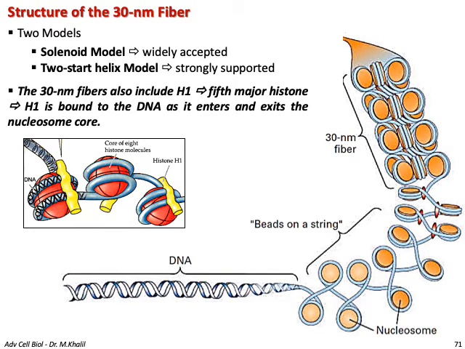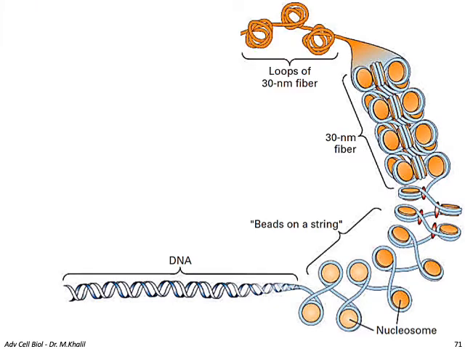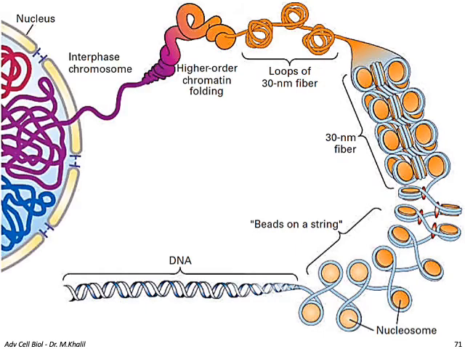This 30 nanometer fiber also includes the H1 histone, which is the 5th major histone type. H1 is bound to the DNA as it enters and exits the nucleosome, as a lock for the DNA that is wrapped around the nucleosomes. At the other level, the 30 nanometer fiber starts to loop around to form a higher level of condensation. Now it's called loops of 30 nanometer fiber, with another higher order of chromatin folding and more folding leading to more condensation.